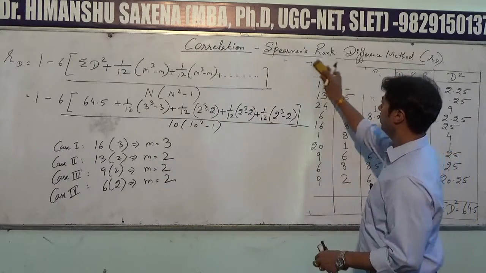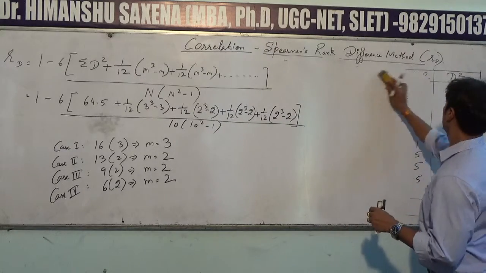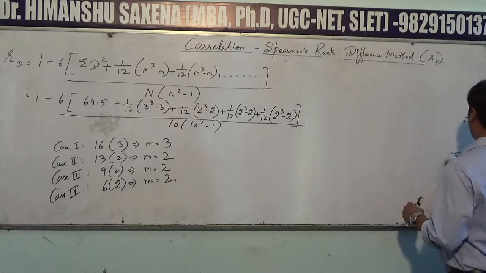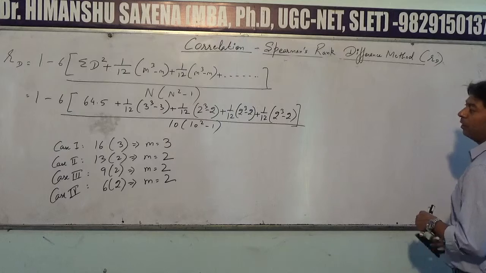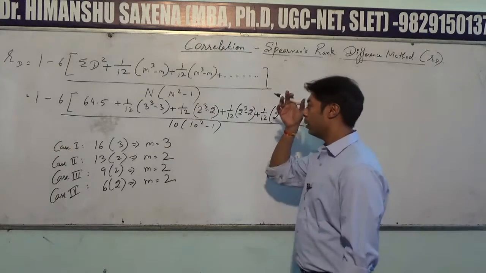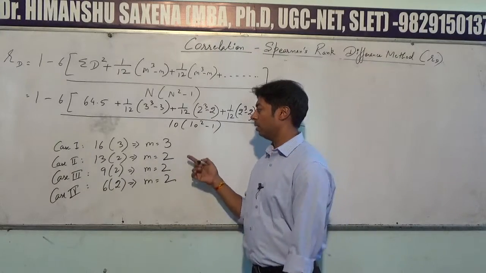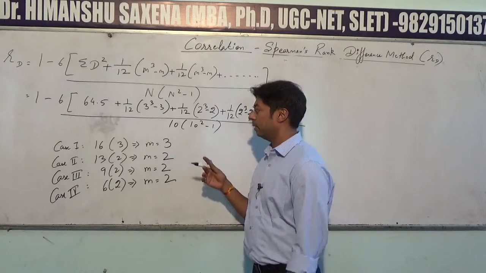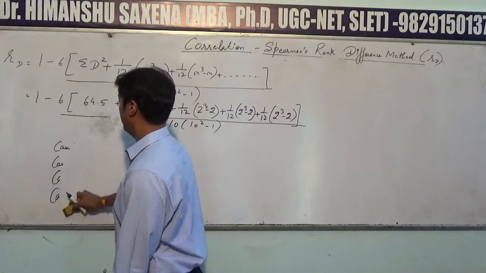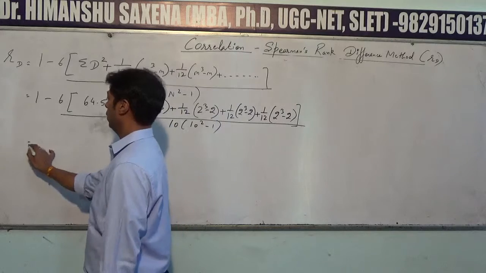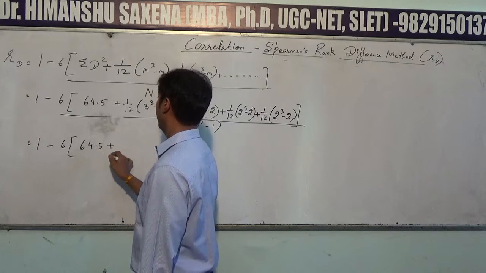So please take down the values up till here, then we'll solve it further to calculate the value of RD, that is Spearman's rank coefficient of correlation. So remember, m refers to number of repetitions, the number of times a number is repeated. Okay, now solving this particular case, 64.5 will be exactly the same.